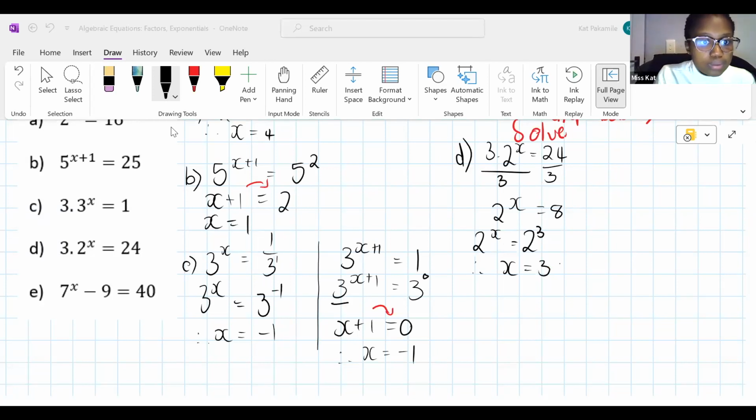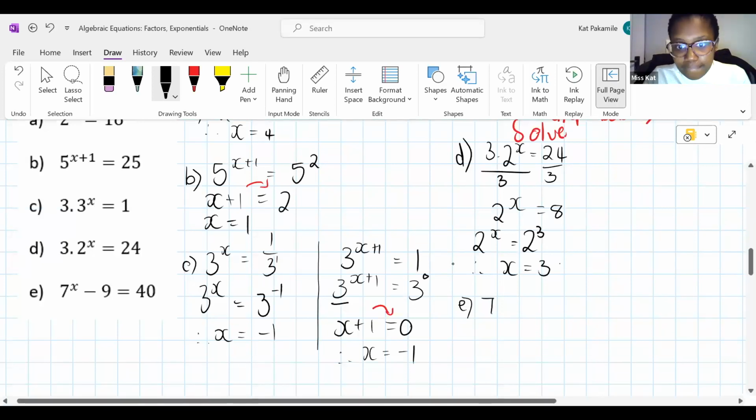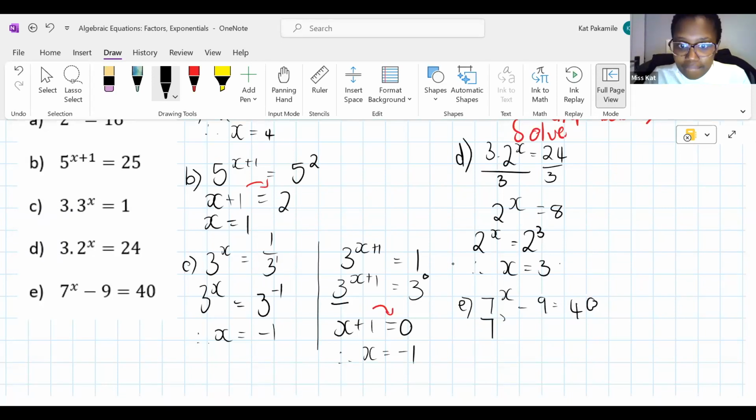Hi, Crystal. Hello, Miss. Can I please do E? Let's go for it, Crystal. Miss, you're gonna say 7x minus 9 equals 40. Then you'll say it is equal to 7x equal to 40. Then you'll take the negative 9, cross it the other side, and then the sign will change into a positive, and then it will become 49. And then you have to divide both sides by 7, and x equals 7.